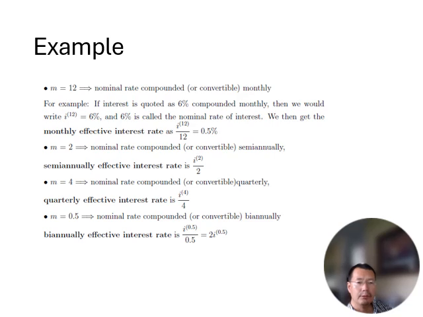If m is equal to 2, the nominal rate compounded semi-annually, then the semi-annual effective interest rate would be i^(2) over 2. Similarly, if m is equal to 4, it means nominal rate compounded quarterly, and the effective interest rate would be i^(4) over 4. Similarly, you can see nominal rate compounded biannually, and the biannual effective interest rate is as such.